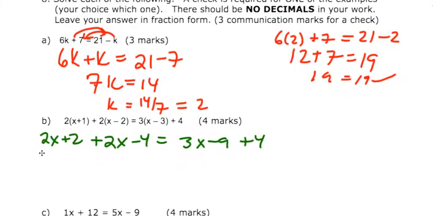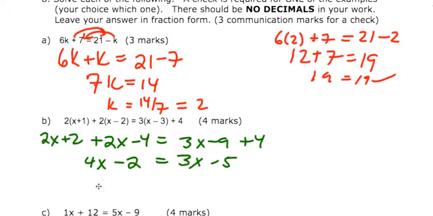So now I have a bunch of x's and a bunch of constants. You might want to clean up each side first. So you might want to collect terms on each side before you start bringing things across the equal sign. And there's nothing wrong with that. So if I have 2x and I have 2x on the left, I have 4x. If I have plus 2 and I have minus 4, I have minus 2. Over here I have 3x, that's the only x I have. And I have minus 9 plus 4, that's minus 5. So now I have 4x minus 2 is equal to 3x minus 5.